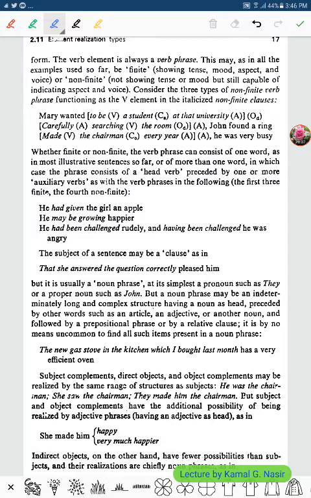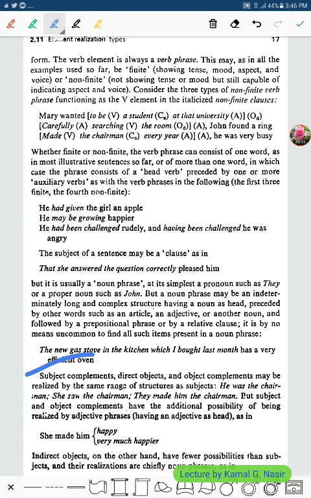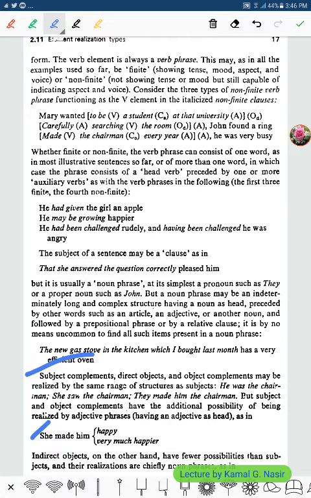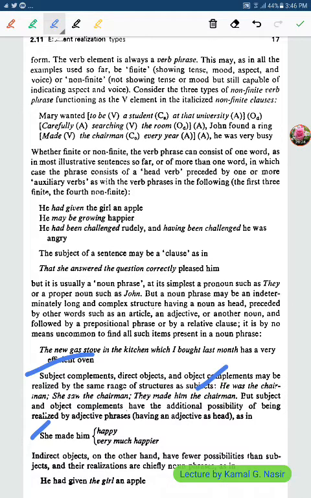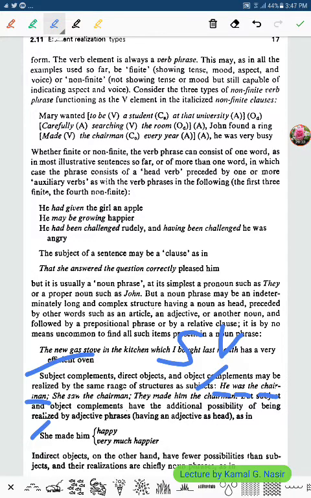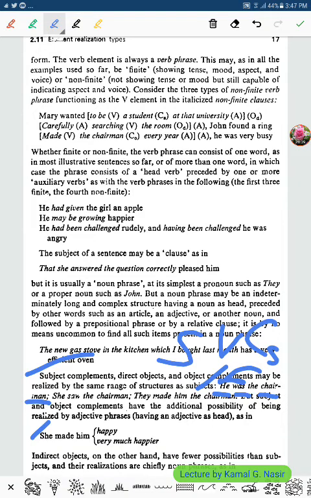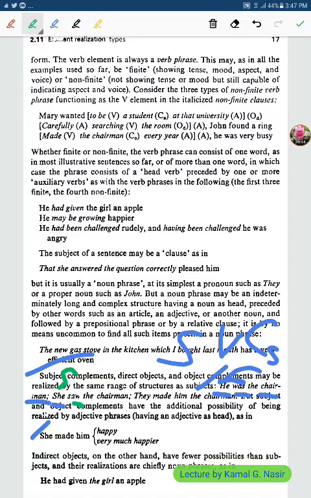Subject complements. We have what? Subject complements, direct objects, object complements. Okay? Look at this sentence. Before this, look at these sentences. He was the chairman. He is the subject. Was is the verb. The chairman. Who is the chairman? He himself. Then it is what? Subject complement. She saw the chairman. She is what? Subject. Saw, verb. The chairman, direct object.